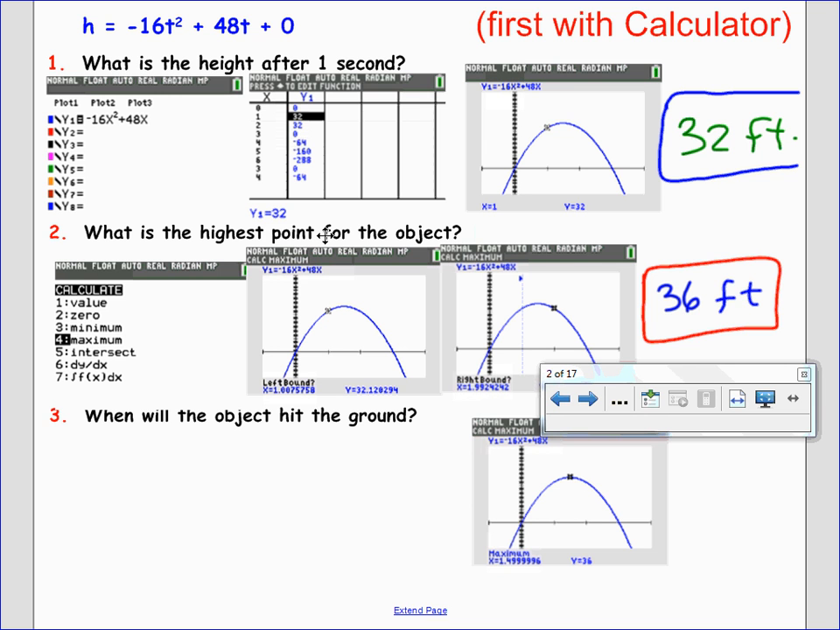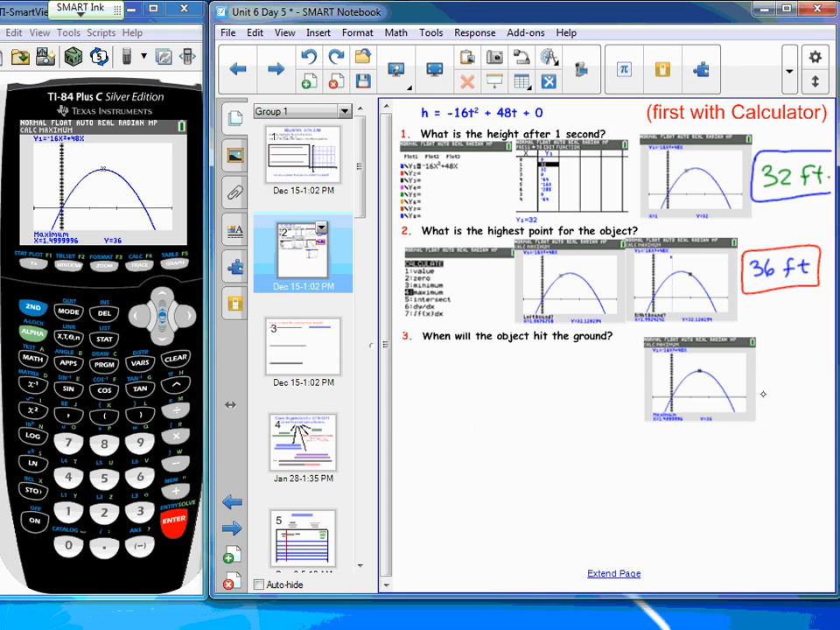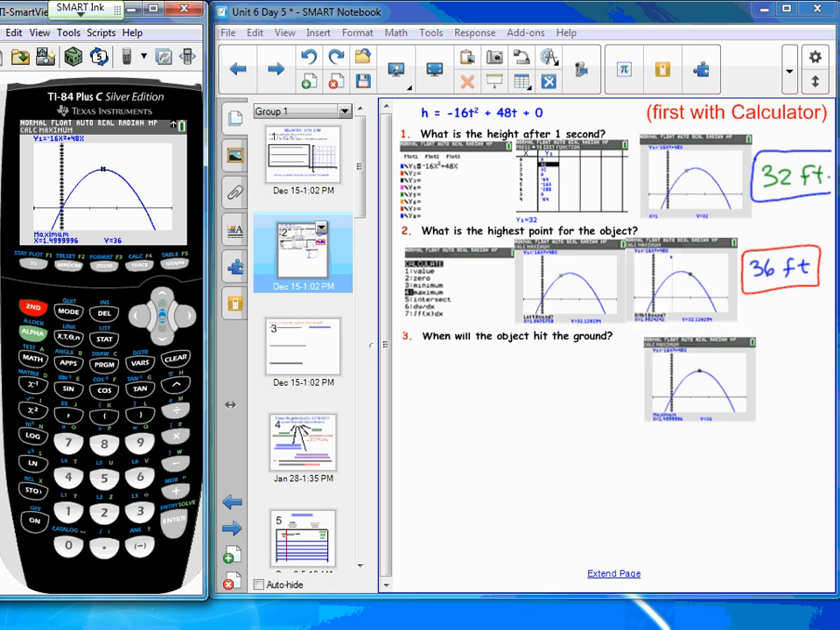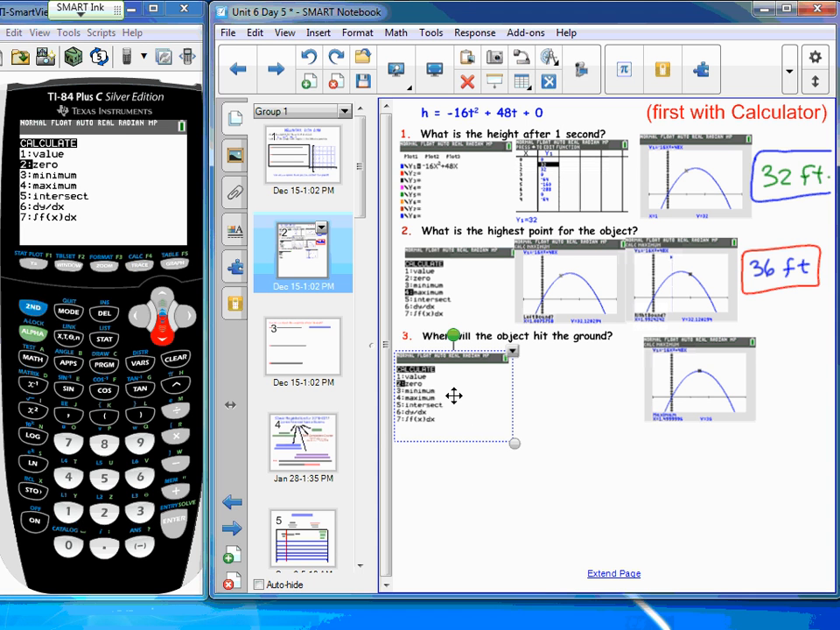Graphically, when does the object hit the ground? Graphically, that's right there. I want to see when that parabola comes back down and touches the x-axis. So I can calculate that as well. I'll do the second trace as the calculate menu, but this time I won't select maximum, I'll select zero. That's where the zero of the function is an x-intercept of the graph. So again, second trace is the calculate menu, but this time I want zero.